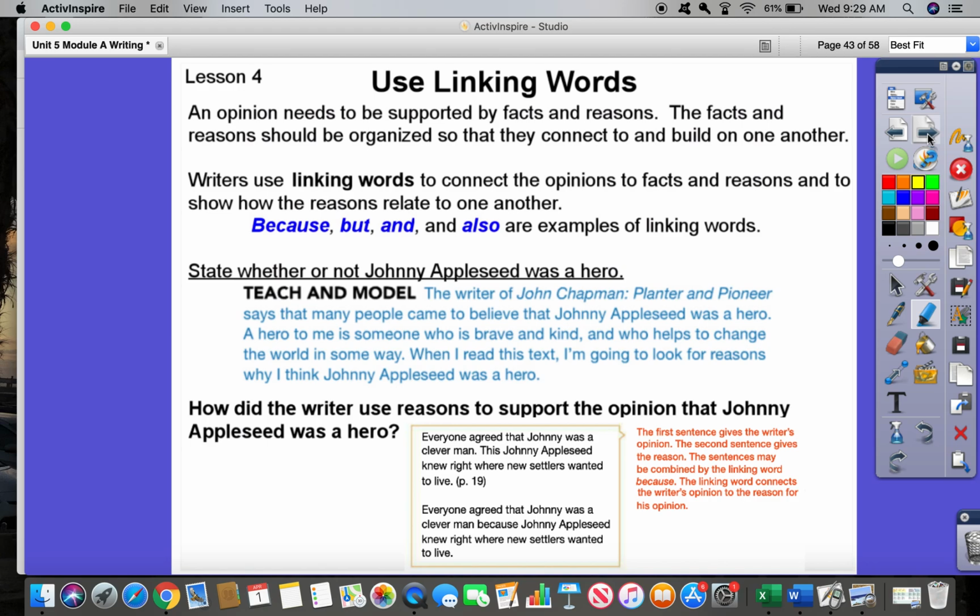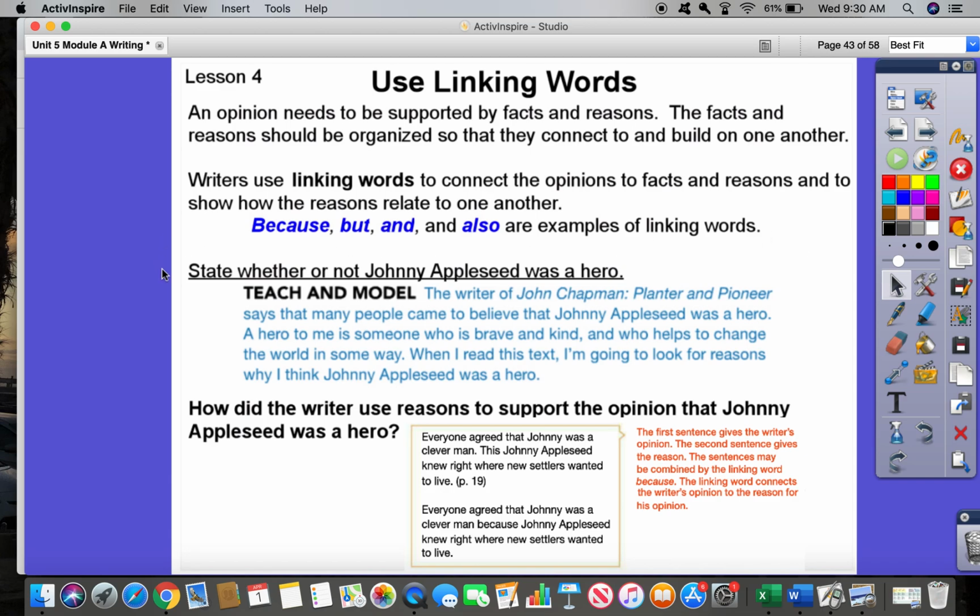Okay, so we're going to continue with the writing. Use linking words. An opinion needs to be supported by facts and reasons. The facts and reasons should be organized so that they connect to and build on one another. Writers use linking words to connect the opinions to facts and reasons and to show how the reasons relate to one another. Because, but, and also are examples of linking words.